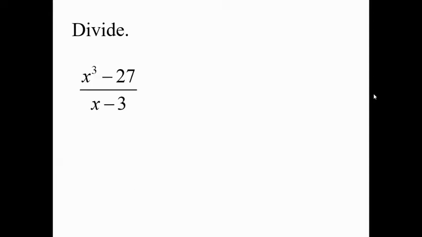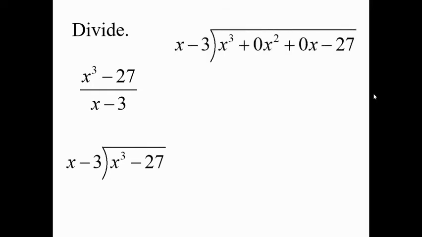All right, here's another one. But notice that we have x cubed minus 27 divided by x minus 3. Okay, but we're missing a bunch of terms between x cubed and the 27. And this is very, very important because you have to put in placeholders. Okay, we're missing terms. Notice how we put in term holders. Okay, we put in a 0x squared and a 0x. Again, how many times does x go into x cubed?